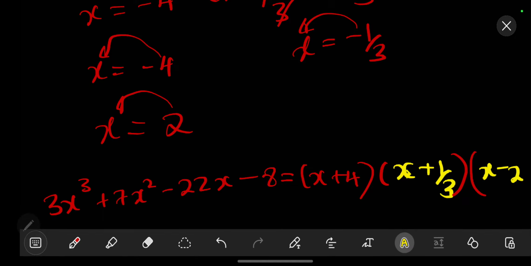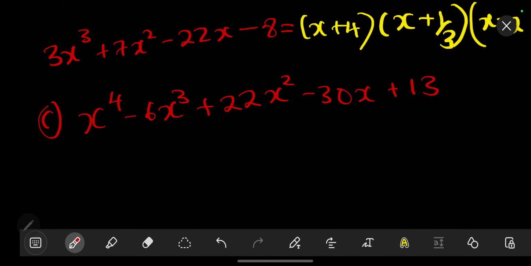So this is how we are going to be factorizing if they give us a question that is similar to that. Just get your values like that. Let's look at our last problem.